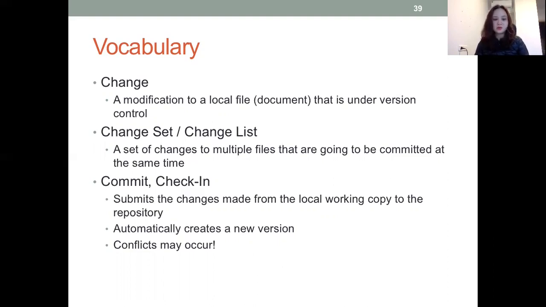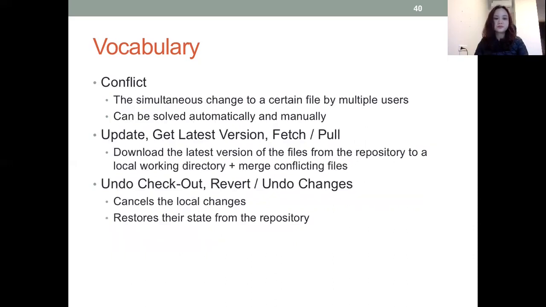Depending on the versioning model, maybe we have conflicts. In the centralized model, there may be a conflict when you commit, but in the distributed model, conflict occurs when you push from the local repository to the remote repository, right? Conflict happens when you have simultaneous changes to a certain file by multiple users.